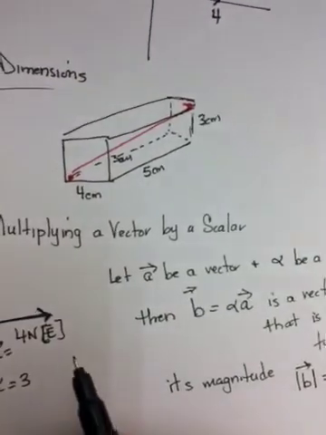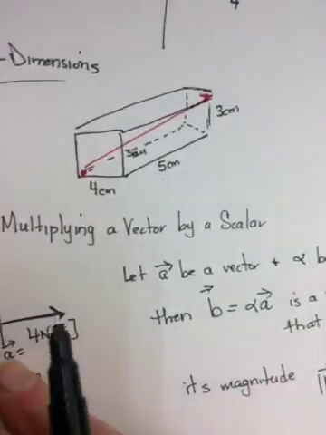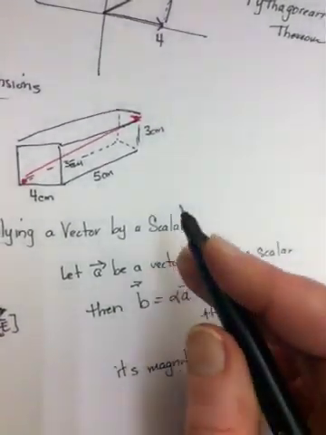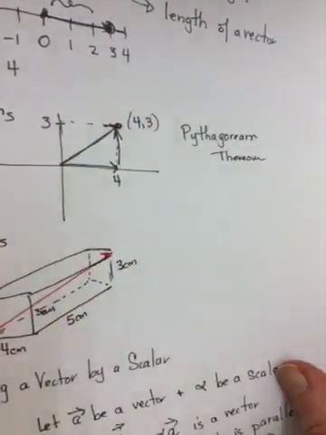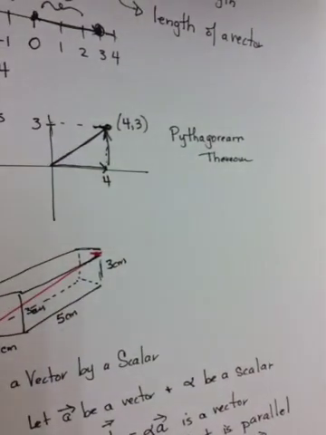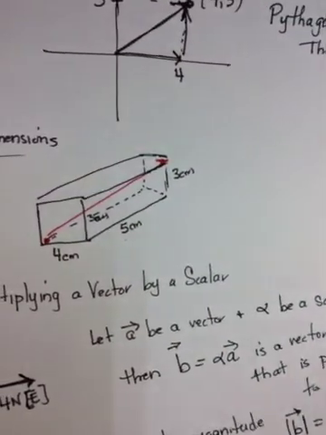Okay, so B ends up being parallel to the original vector, and its size, its length, is simply 3 times the original length. Now, when it's one-dimensional, this seems easy. Like, the math is easy. When it's more than one-dimensional, you might have to do like the Pythagorean theorem to get the length of A and then multiply that length by 3. Okay? All right, I'm going to stop there.